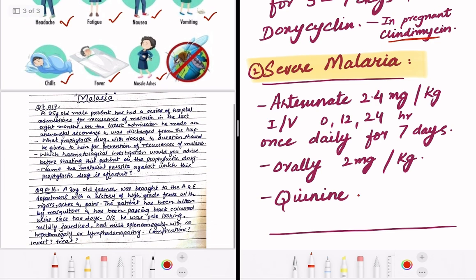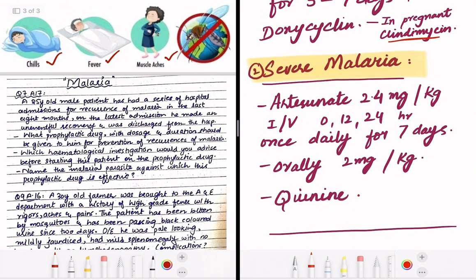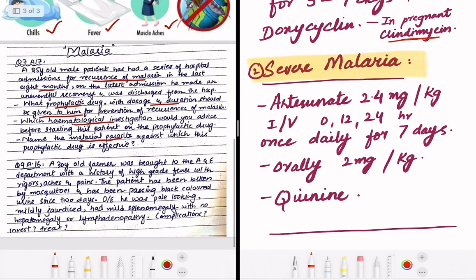Let's come to the scenario. What question will be given in the exam? A 25-year-old male patient has had a series of hospital admissions for recurrence of malaria in the last 8 months. On the latest admission, he made an uneventful recovery and was discharged from the hospital. What prophylactic drug with dosage and duration should be given to him for prevention of recurrence of malaria? What hematological investigation would you advise before starting this patient on the prophylactic drug? Name the malarial parasite against which the prophylactic drug is effective.